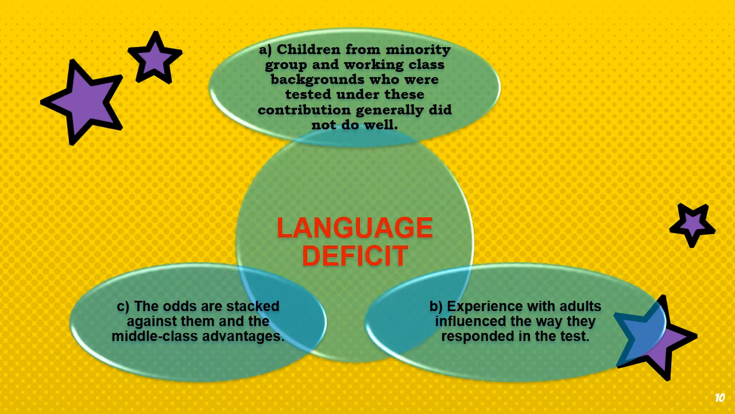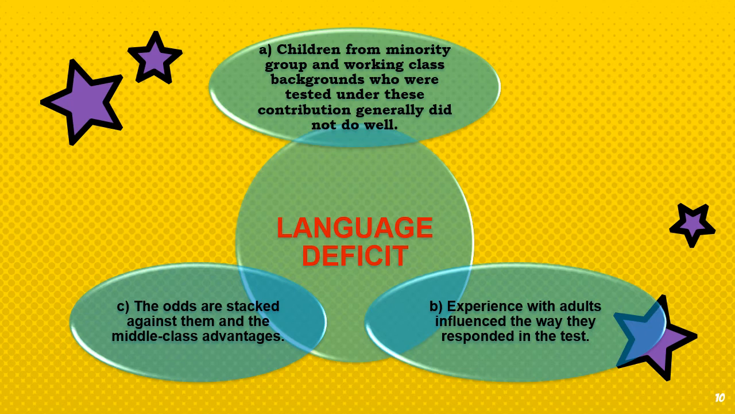For the first point, children from minority group and working class backgrounds who were tested under this condition generally did not do well. The reason is that they responded monosyllabically, saying as little as possible and escaping with relief after it was all over, while middle-class children tend to do much better since they are willing to answer questions at length.